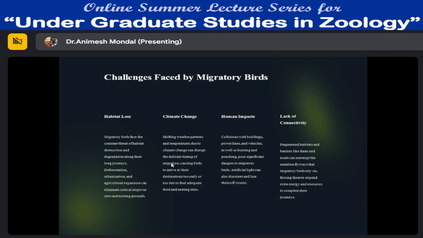And due to climate change, there is also a change in the pattern of wintering and the pattern of summer. So if there is a change in the wintering pattern, then the breeding pattern of the birds also changes. That means the breeding population of the bird will fall. So this is also a challenge that we have to think about.